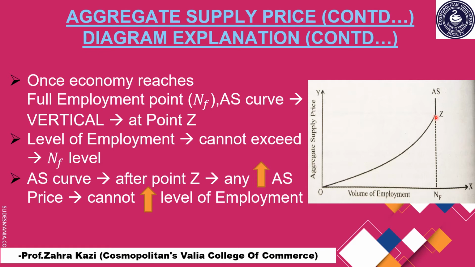This means that the level of employment cannot go beyond this NF level of employment. Thus, as the AS curve shows, after point Z, any increase in aggregate supply price, that means if the aggregate supply price increases further, the employment cannot increase beyond this NF level of employment.